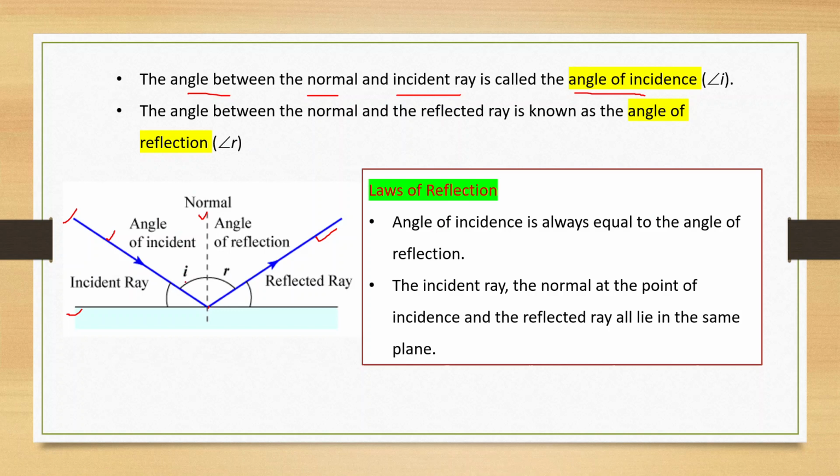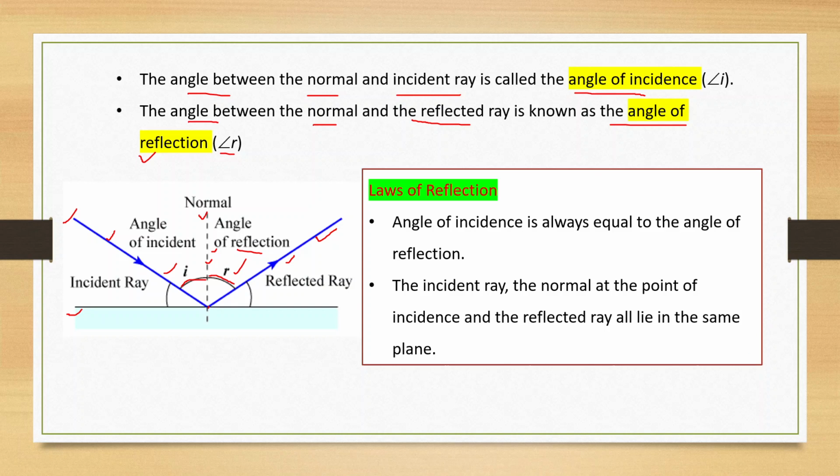See this diagram. This is the incident ray and this is the normal, and this angle is known as the angle of incidence. The angle between the normal and the reflected ray is known as the angle of reflection. That is angle R. This angle, between this normal and the reflected ray, is known as the angle of reflection.